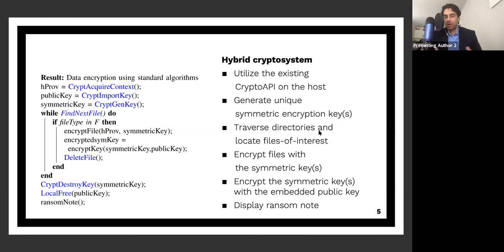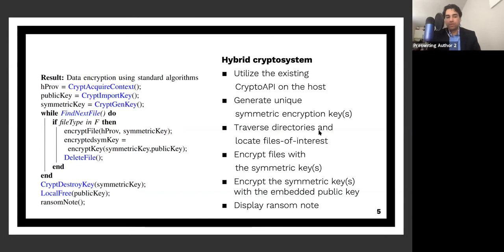You establish a crypto context, then you import the attacker's embedded public key. So remember, this is a hybrid crypto system. There's an asymmetric key, and then there's a symmetric key. Symmetric keys are generated on the system and used to encrypt data, whereas asymmetric keys come embedded in the ransomware binary. So we're talking about the ransomware developers' public key, for example. This key will be imported into the context, then a new symmetric key will be generated.